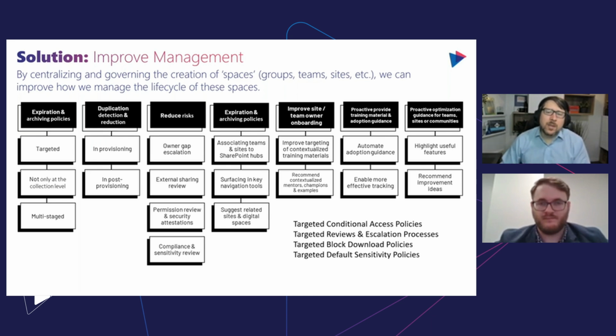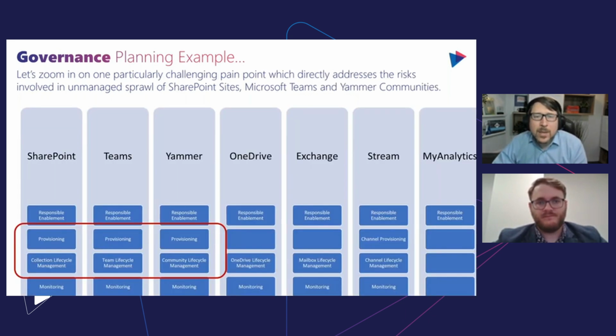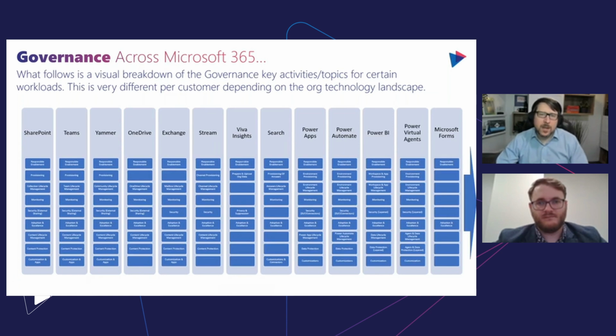Another great example of this is we have new capabilities like targeted conditional access, or reviews and escalation, or block download. You can block download on a specific site, or default sensitivity policies, and so many more things. Those are all scenarios that are way more effective if we know more information about the sites, because then we can target a subset of them, and we can have different rules for things like conditional access for this subset of sites. If these attributes are found or determined or discovered, then these things should be applied to those spaces, as an example.